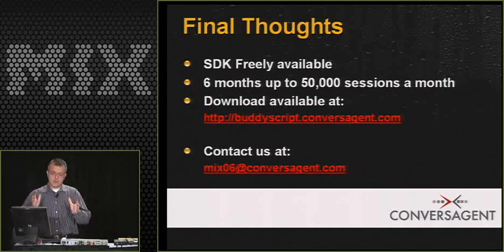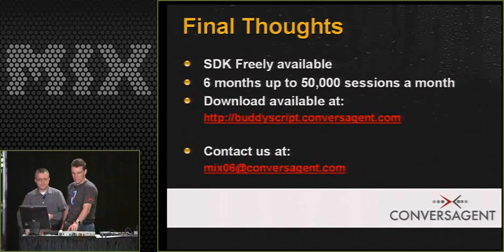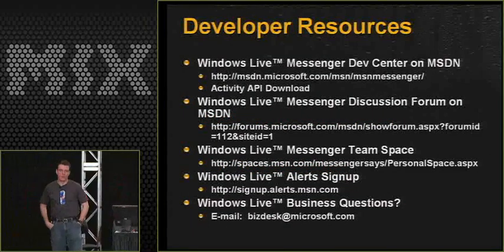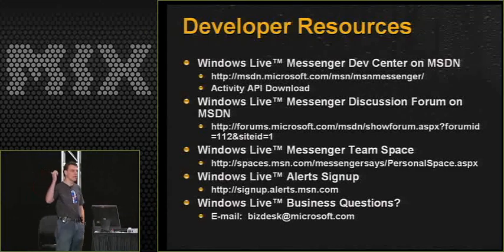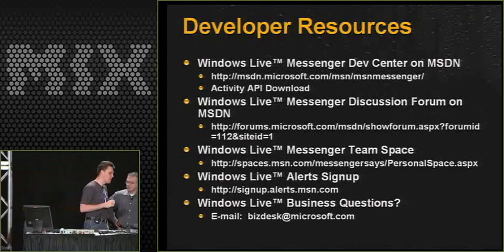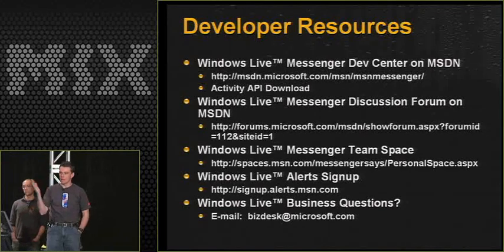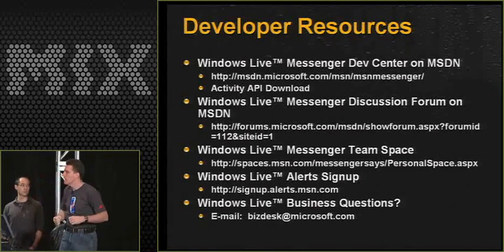So we're done with the part on bots. I think we're going to do a Q&A. I think there's another slide. Yeah, there are a couple more slides. Just some developer resources here on the Windows Live Messenger Dev Center on MSDN. You can see the URL there. There's the Activity API download, which is a great SDK to download. It provides a sample called Tic-Tac-Toe, which shows you interaction playing Tic-Tac-Toe between two people, so you get the general concept of how to build an activity application.